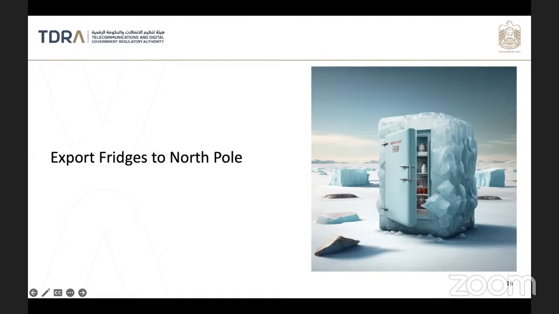And you know what is even better? No one will think about sending fridges to the North Pole. Everyone will think about sending blankets to the North Pole and fridges to Congo. But who will think about sending fridges to the North Pole? Very few people. Voila, here you have a startup idea.